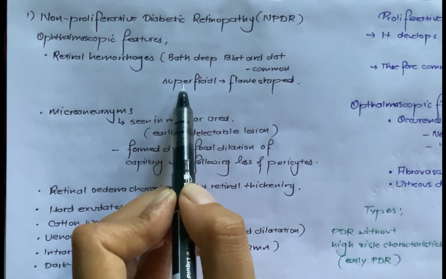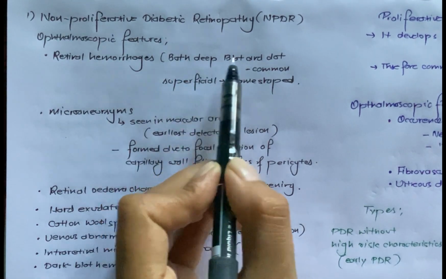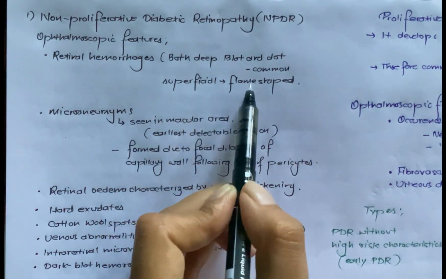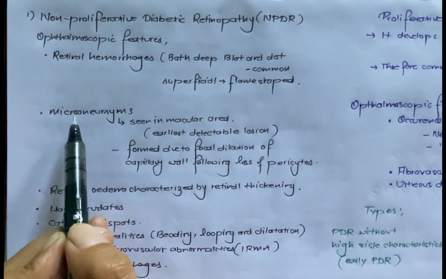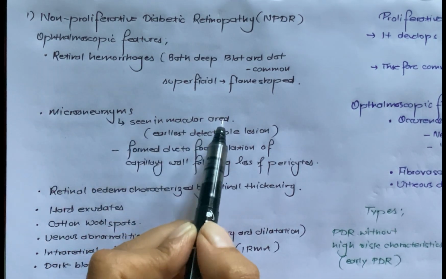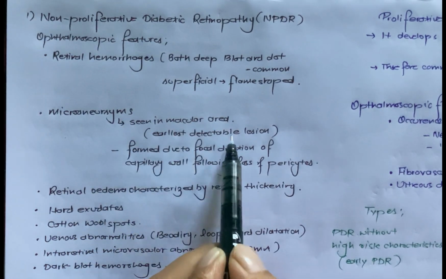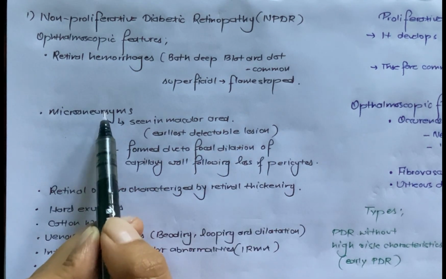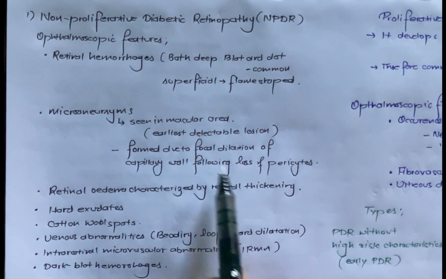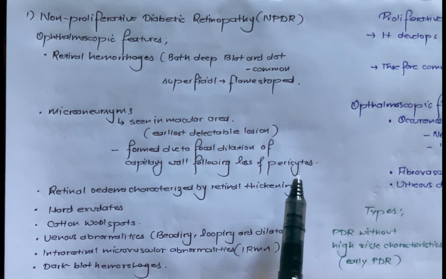deep and superficial type, that is, in deep there are blot and dot hemorrhages which are common, and in superficial there are flame-shaped hemorrhages. And now talking about the microaneurysms, they are seen in the macular area, which is the earliest detectable lesion, and microaneurysms are formed due to focal dilation of capillary walls following loss of pericytes.